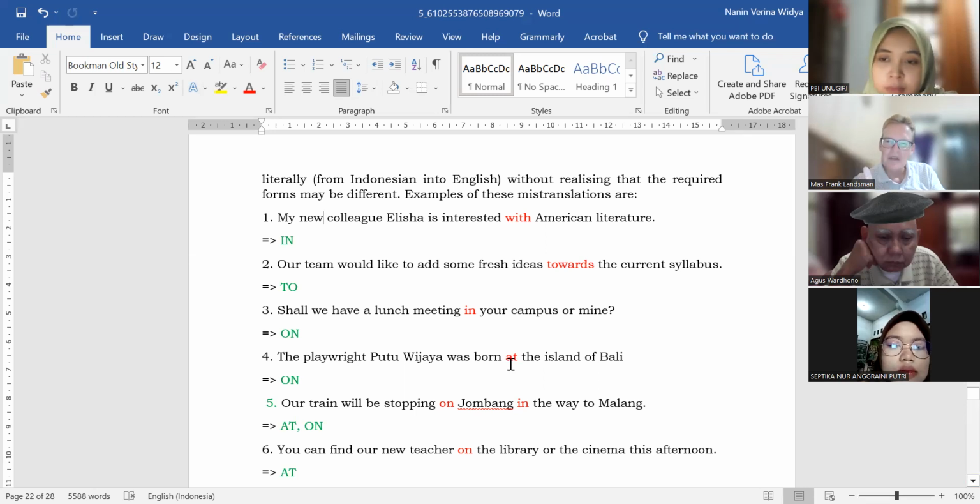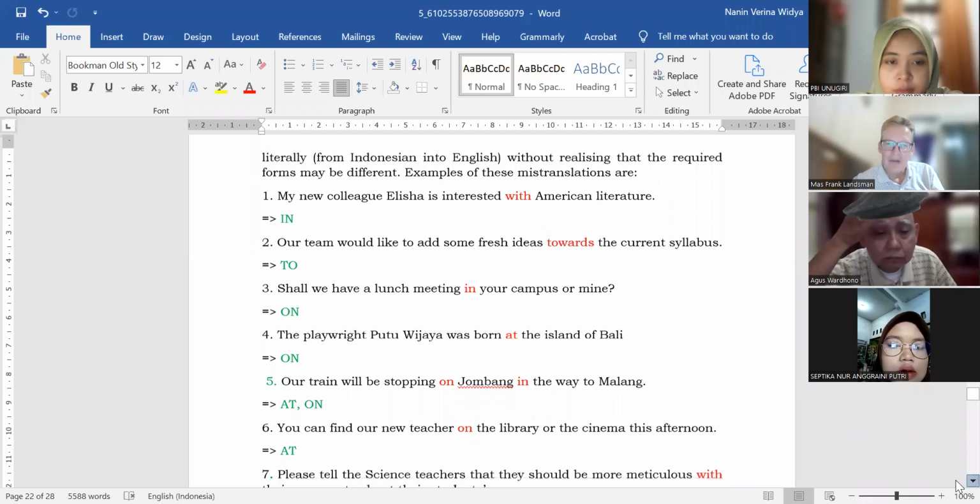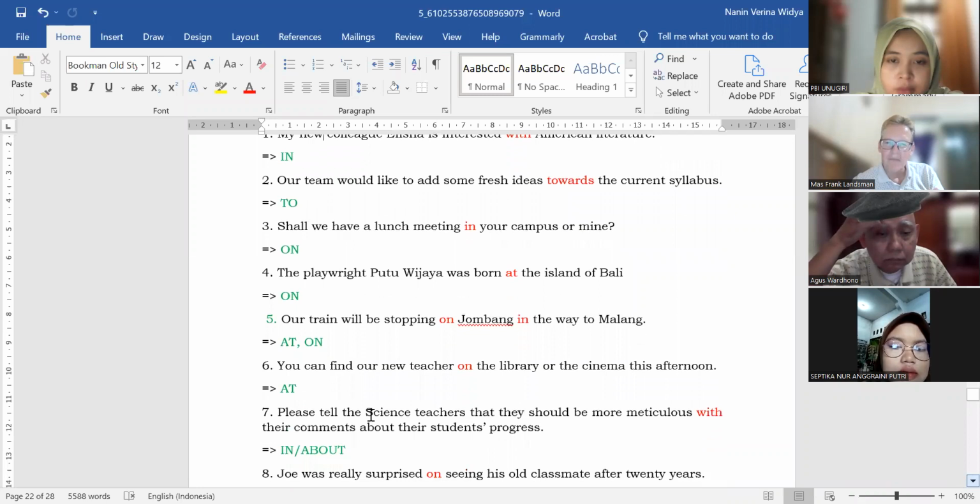When you switch to a province like West Java, where I live, then you switch to in, because it's a geographical name. So I live on the island of Java, but in West Java. Okay, and you live in East Java. Then number 5, our train will be stopping on Jombang in the way to Malang. Be careful. You don't live on a city.